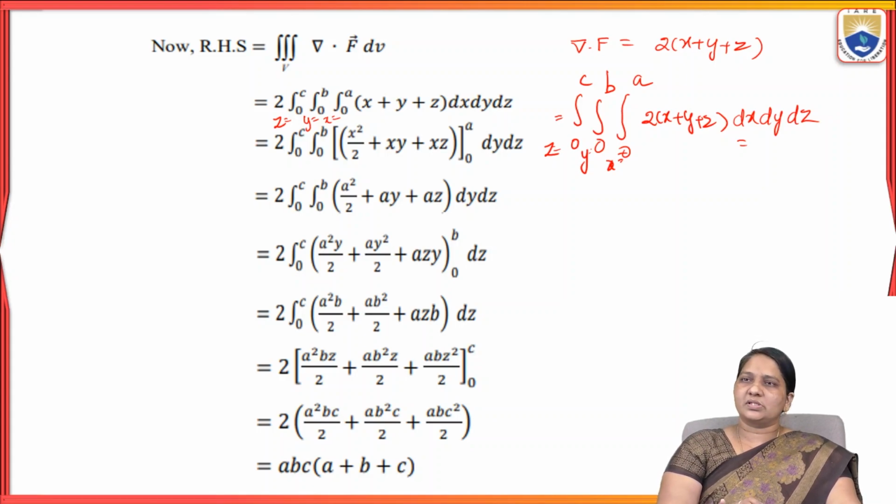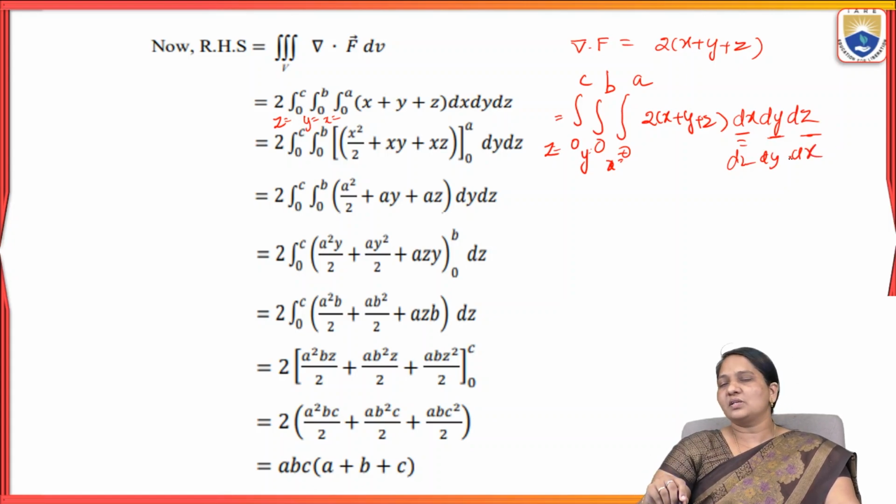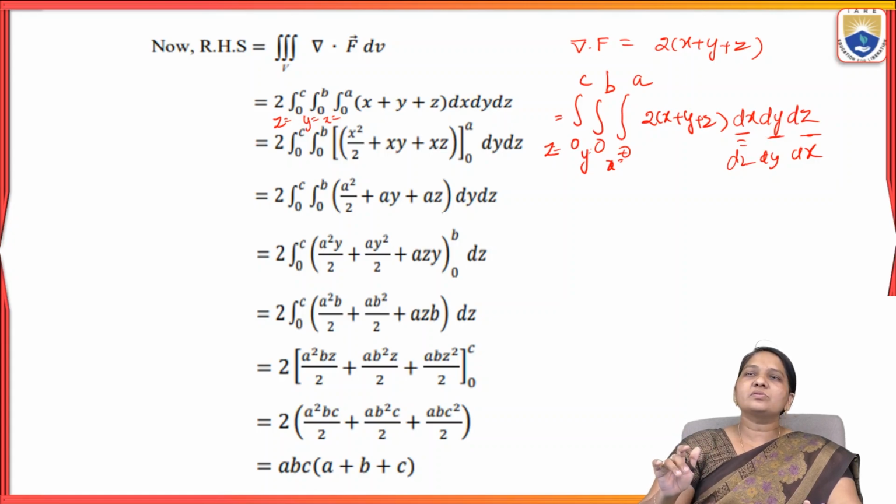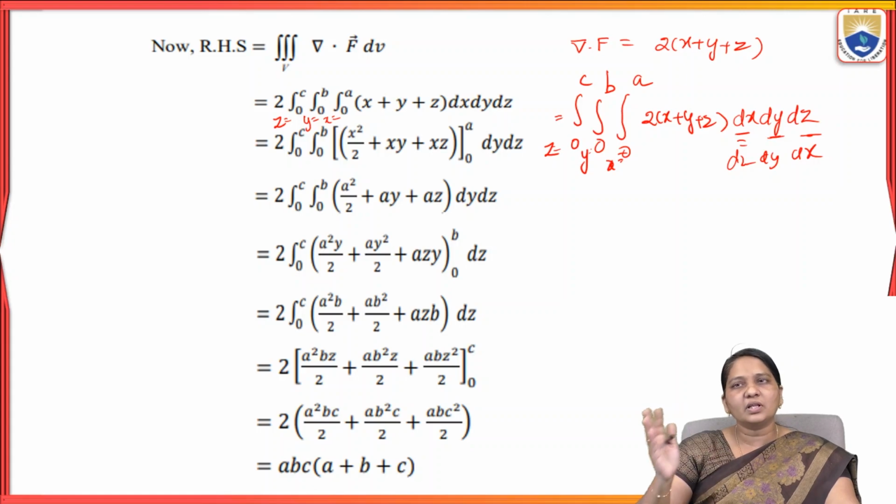The three variables are x, y, z and the three limits are constant. That means we can do first dx, dy or dz, in any order: dz, dy, dx also, or dy, dx, dz also, because the three limits are constant. If the limits are variable and constant, then we have to do the variable limits first, then the constant. The final value should be constant only.